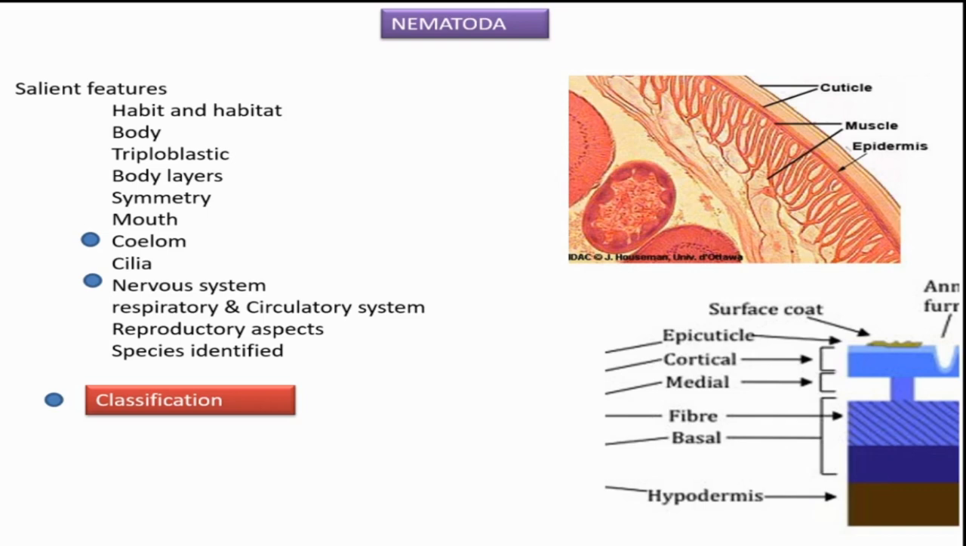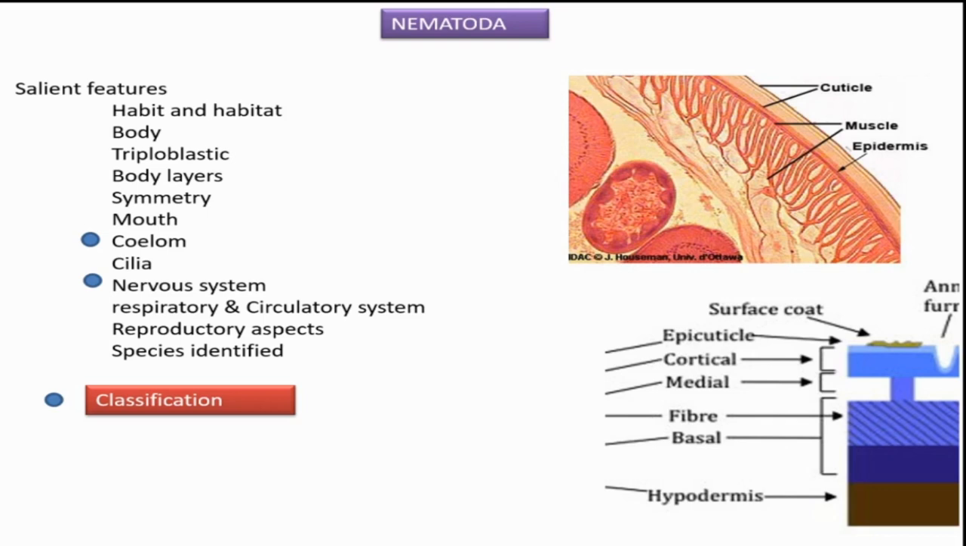Then regarding the symmetry, the anterior end has radial symmetry. Radial means equal halves. If we cut through any plane passing through a central axis, that is radial symmetry. So its anterior end is radially symmetrical. But most of the body and organ systems, when we go to its internal system, what is the symmetry? The symmetry is bilateral. Bilateral symmetry means only two similar halves are possible.